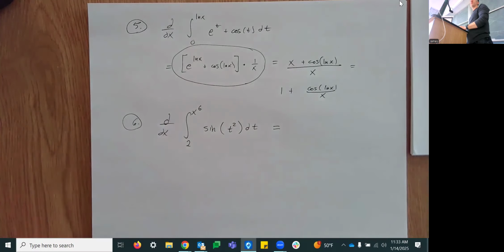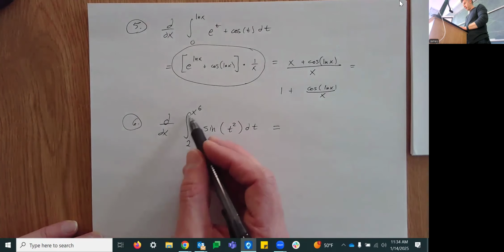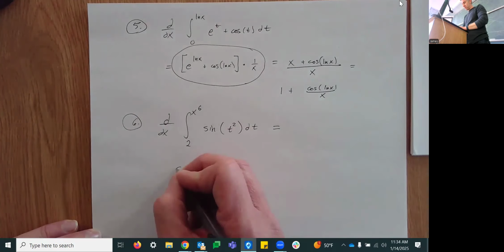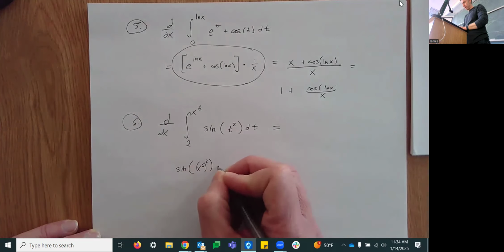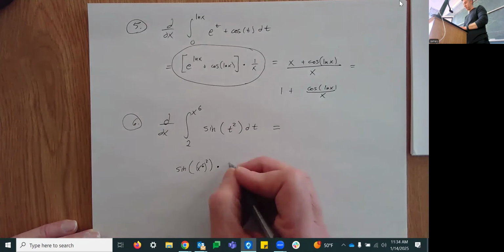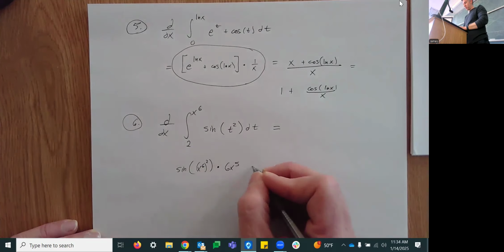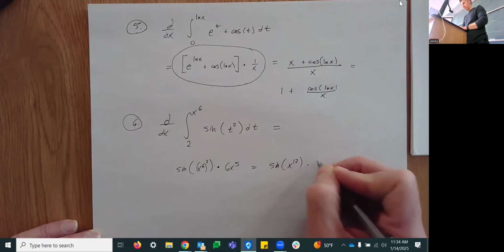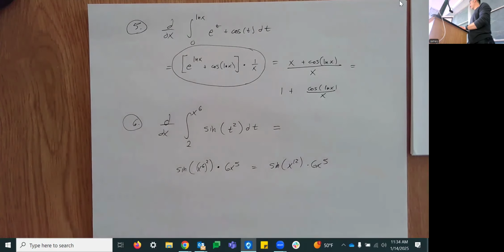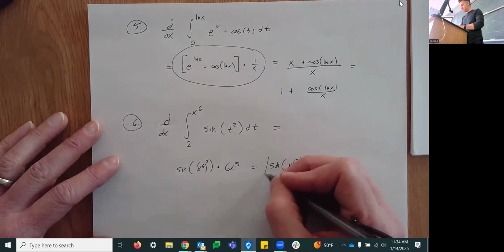And this one you couldn't do the long way if you wanted to, because sine of t squared cannot be antidifferentiated. But we don't need to be able to do it the long way because that's not what we're being asked to do. So I'm going to plug in x to the 6th for t. So I'm going to get sine of x to the 6th squared times the derivative of x to the 6th, which is 6x to the 5th, which I would simplify as sine of x to the 12th times 6x to the 5th. I'd probably even write the 6x to the 5th first, but I didn't, so oh well.